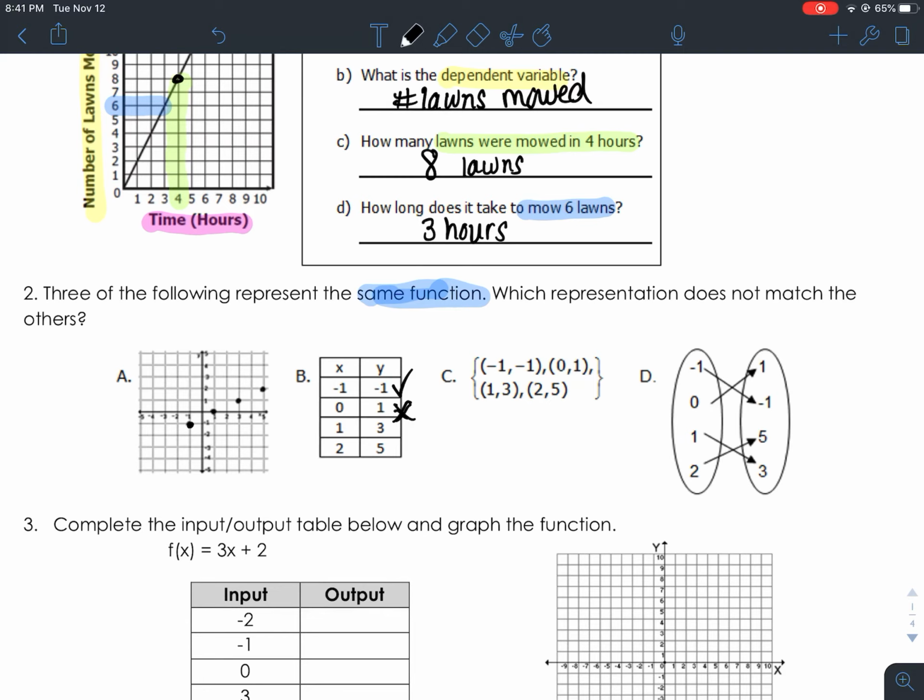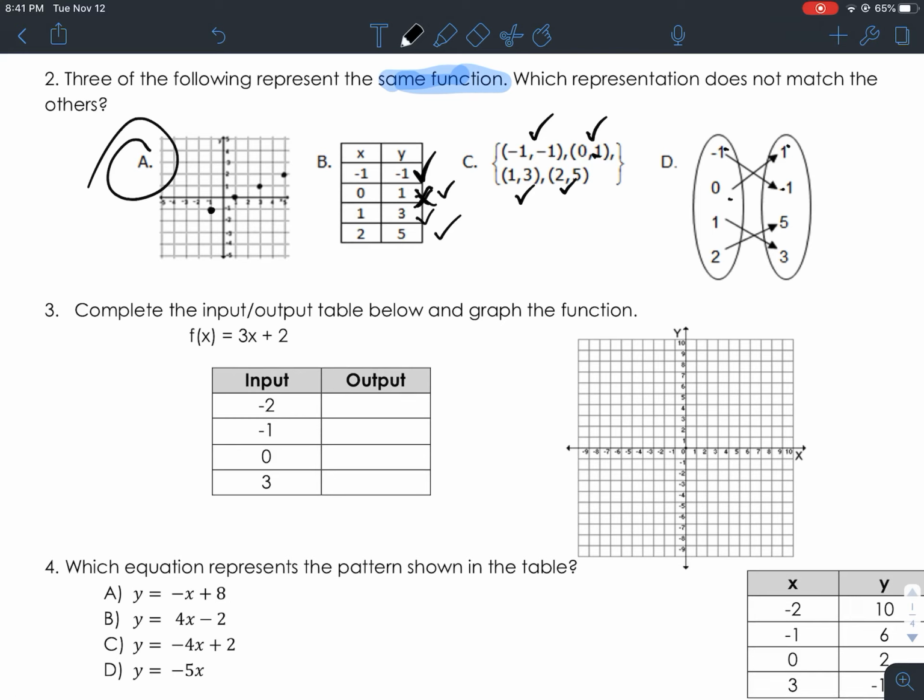We'll see if C is the same. Alright, so reading the table is pretty easy, right? Those two kind of go together. And then 0, 1, that has that too. 1, 3 is on there. And then 2, 5. So these two definitely match, which is making me think that A is not the answer choice. And then the last one, we read it, -1, -1, that's good. 0, 1, that's on here too. And then 1, 3, and 2, 5. So it looks like this one's the one that doesn't go with it.